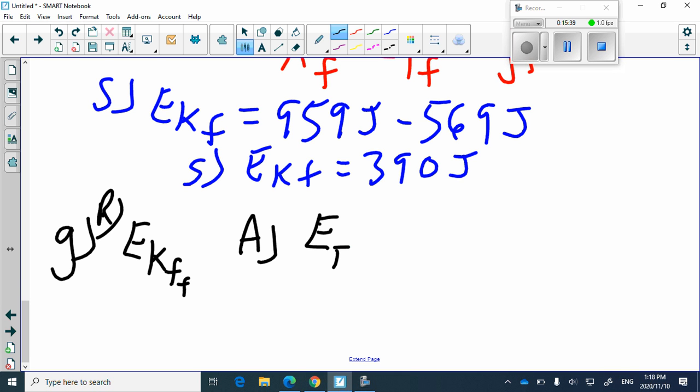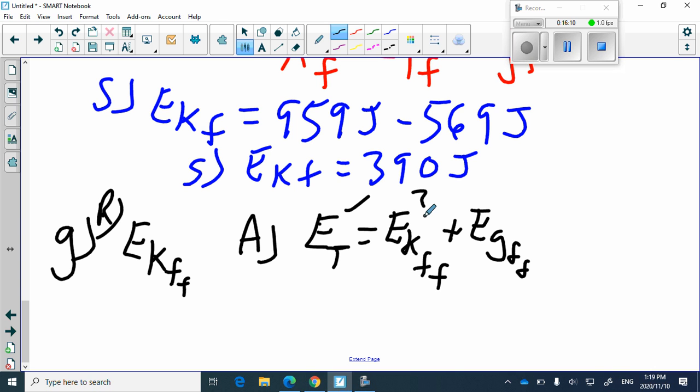Total energy equals kinetic energy final plus gravitational potential energy final. Now, do we know the total energy? Yes, we do. It never ever changes. It's the law of conservation of energy. Do we know the kinetic energy final? Well, no, but that's what we want to calculate. Do we know the gravitational potential energy when it's at the ground? Actually, we do, because we know the height there.